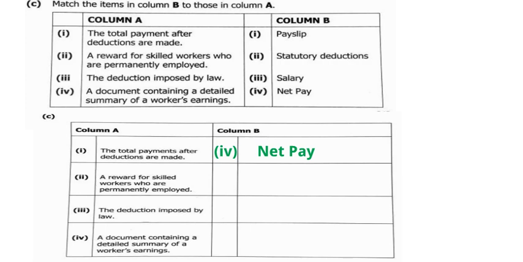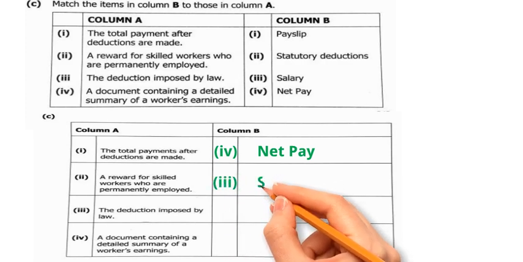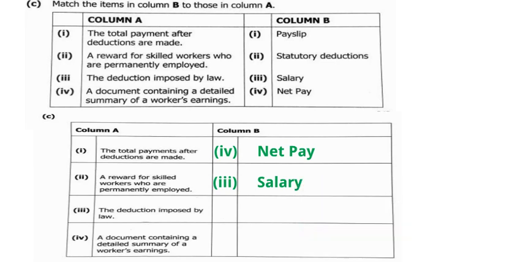Number 2, a reward for skilled workers who are permanently employed, that is salary. If you are permanently employed, then you are given a reward, that is salary. Number 3, the deduction imposed by law, that is statutory deduction. This one you cannot say I'm not going to be contributing, I'm not going to be paying. It's imposed. It's a law, you have to follow it. Like paying taxes, that is statutory deductions.